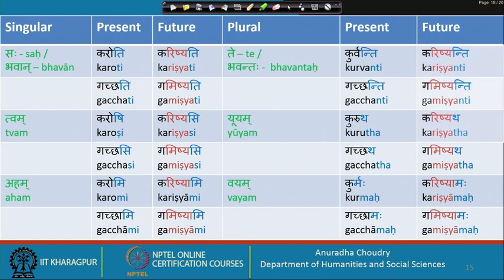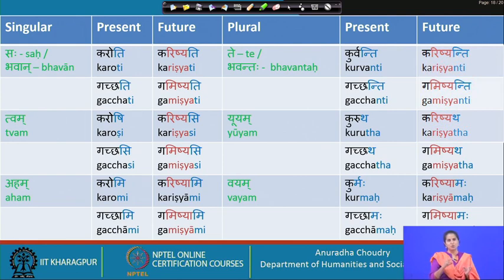Karoti, to do, becomes Karishyati in the future, and so Saha karoti will become in the future tense singular Saha Karishyati. Now for the plural in the present tense, it is Te kurvanti. So we'll go horizontally this time, not vertically column wise but horizontally. So Te kurvanti will become Te karishyanti.